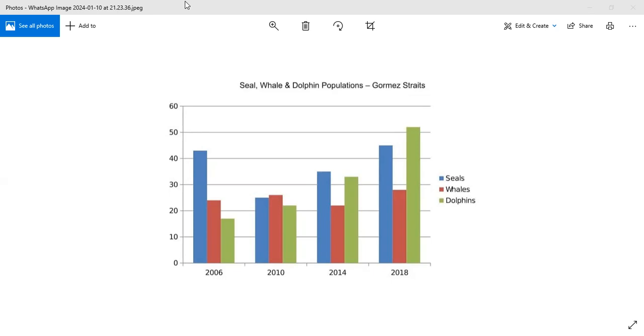The number of seals had a major decrease. It went to around 25%.